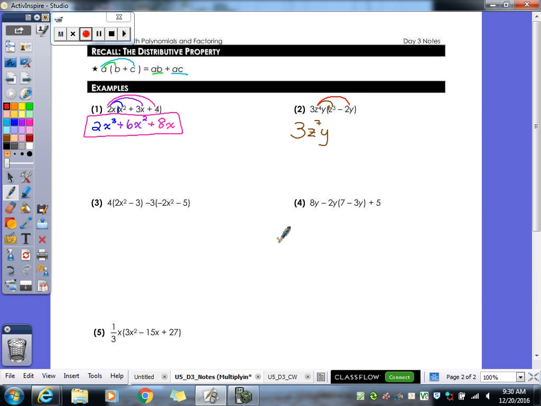So now we need to multiply times the second term in there. So 3 times our -2, -6. Again, there's no z here, so I'm going to keep it as z to the 4th. But then y times y gives us y squared. So there's our final answer for that one.